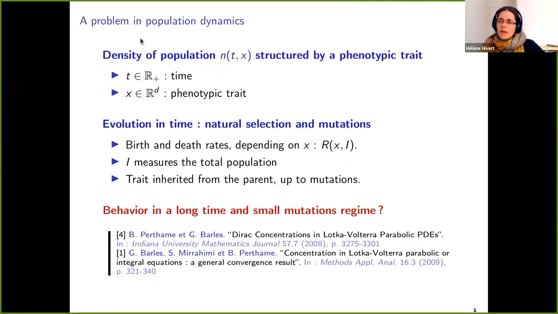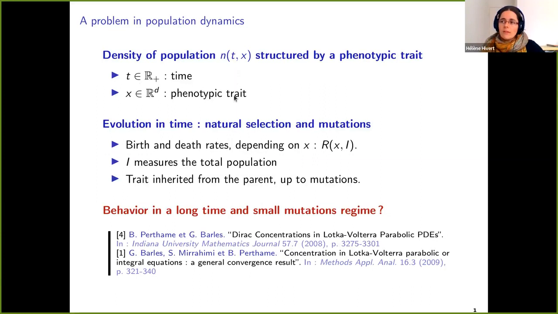In fact, we are looking at a population which is structured in a phenotypic trait and in time. So the quantity under study is denoted n for the moment, and it depends on the time t and on the phenotypic trait x, which belongs to R^d. And the question is to understand the behavior in time of this density of population.